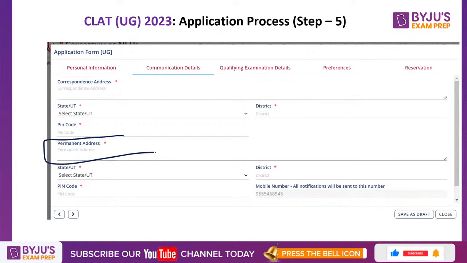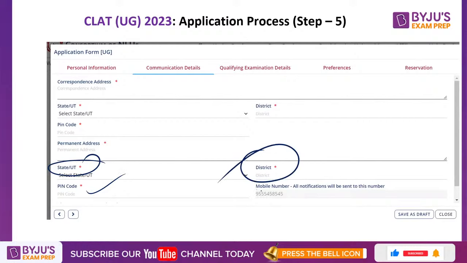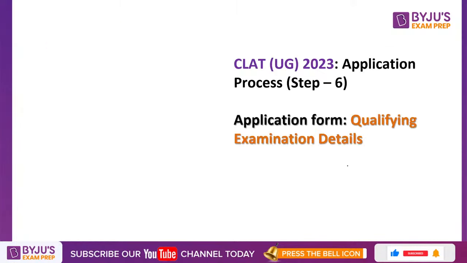Then the permanent address also. Sometimes the correspondence address and permanent address are different, sometimes they are the same. So you can enter the same address, state, pin code, district and all. Then enter your mobile number and all, click on save as draft. Then you will move further on.